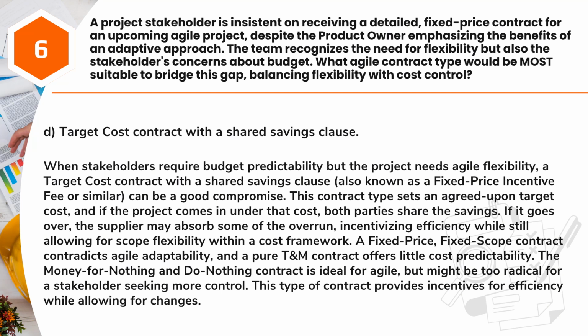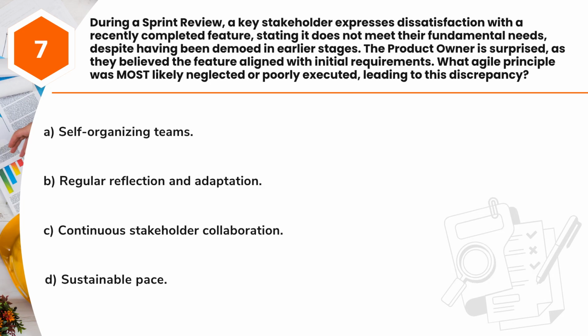A fixed-price, fixed-scope contract contradicts Agile adaptability, and a pure T&M contract offers little cost predictability. The money-for-nothing and do-nothing contract is ideal for Agile, but might be too radical for a stakeholder seeking more control. This type of contract provides incentives for efficiency while allowing for changes.